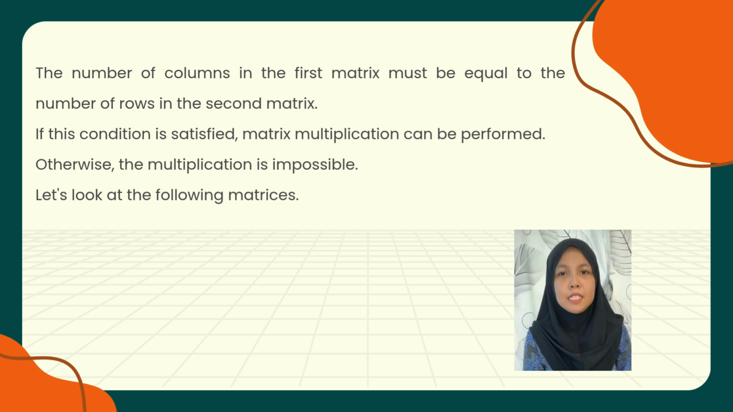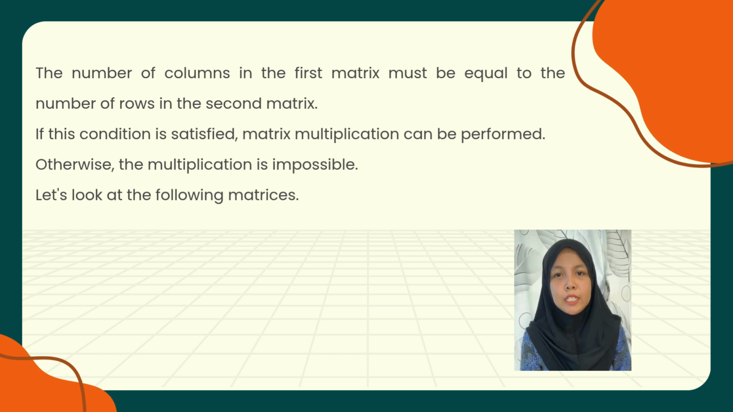First, let's understand what matrix multiplication is. Unlike ordinary numbers, not every pair of matrices can be multiplied. Before multiplying two matrices, we must check one important condition. The number of columns in the first matrix must be equal to the number of rows in the second matrix. If this condition is satisfied, matrix multiplication can be performed. Otherwise, the multiplication is impossible.